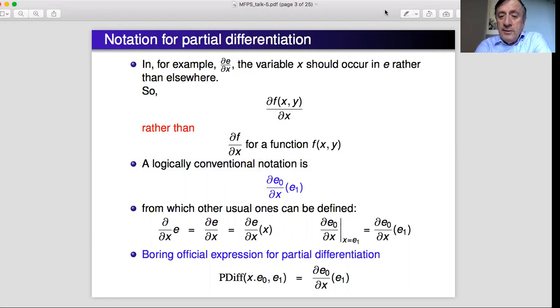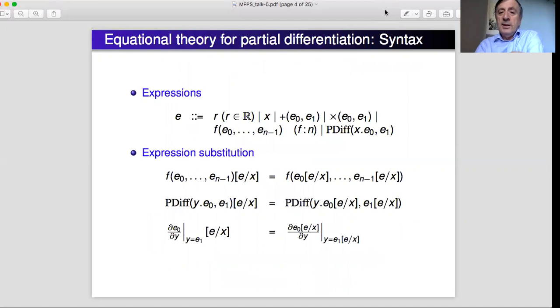And just like one uses infix and has an official notation, our official notation is going to be pdiff of two things. The first thing is an abstract, x dot E-naught, and the second thing is an argument. So that's just a way of writing officially the notation d-naught by dx applied to E1. So we're outside the bounds of standard equational logic because we have operation symbols here, pdiff, which apply to abstracts, not just arguments.